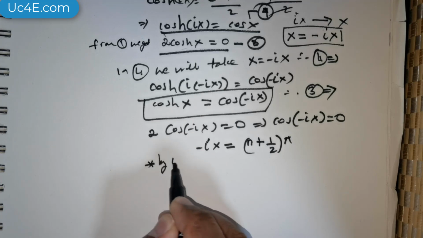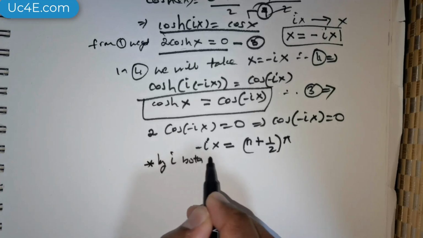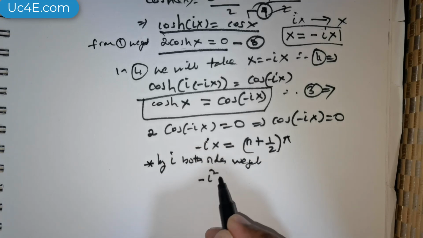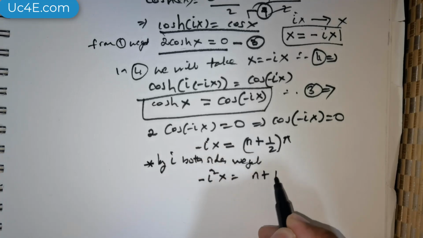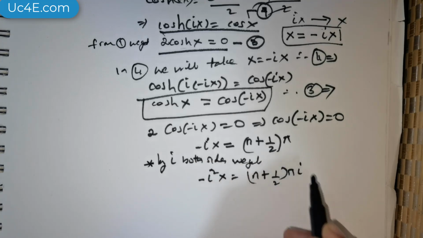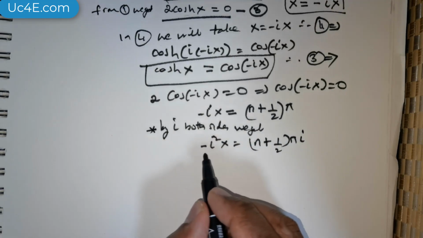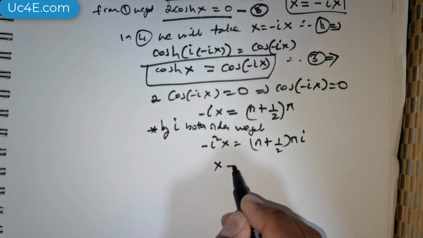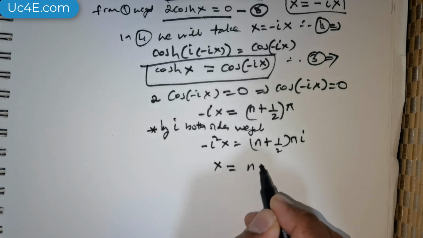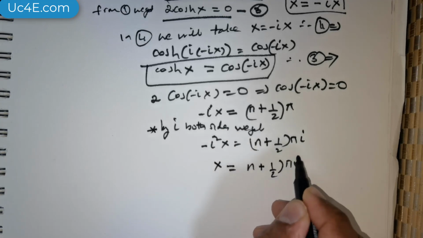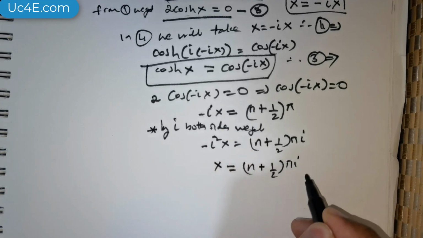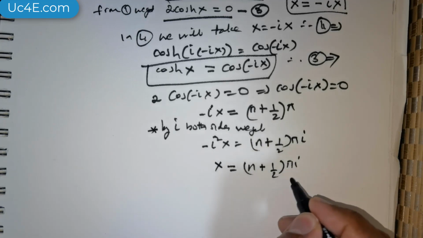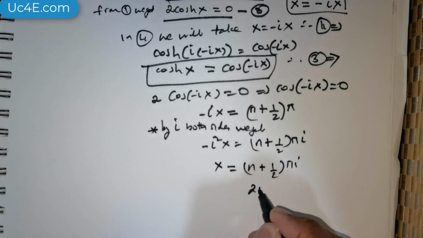So multiplying by i both sides, what do we get? You get negative i squared times x is equal to n positive 1 over 2 times pi times i. i squared is minus 1. Negative of negative 1 will be positive. So it's going to be x is equal to n positive 1 over 2 times pi times i. Now you can rewrite this as follows. If you were to take 2 as LCM, this is going to be 2n plus 1 divided by 2 times pi times i.